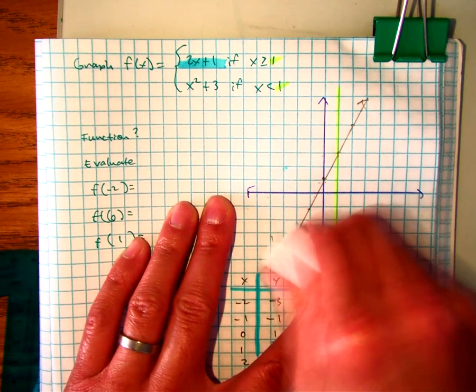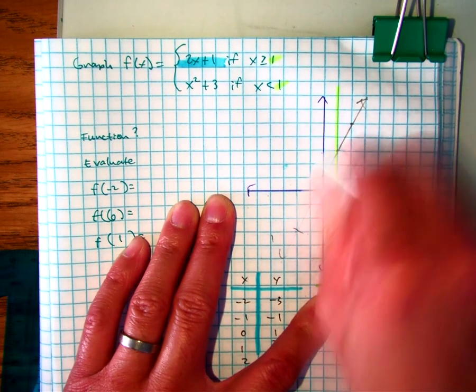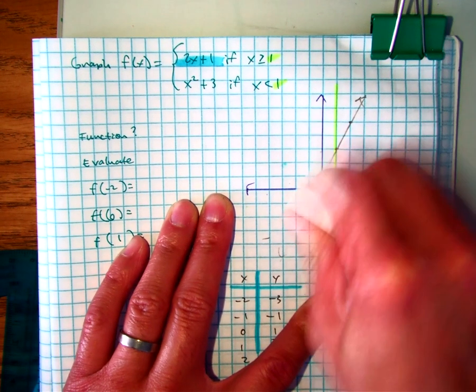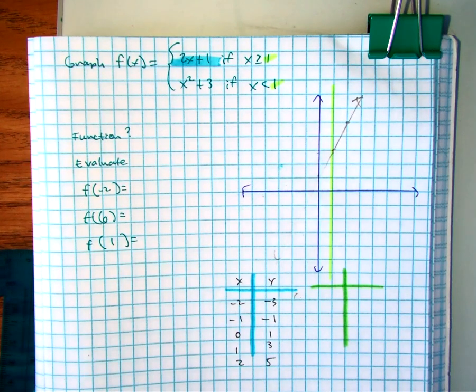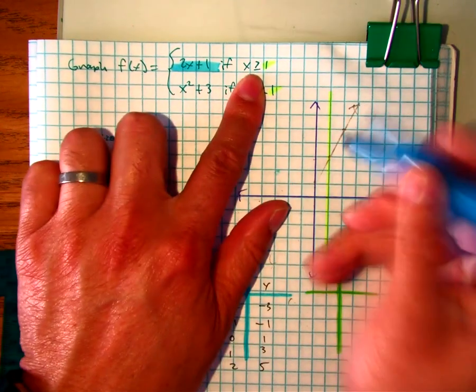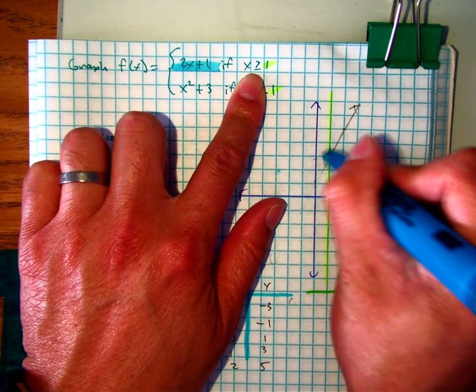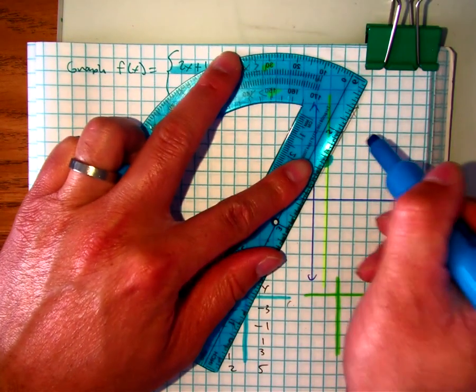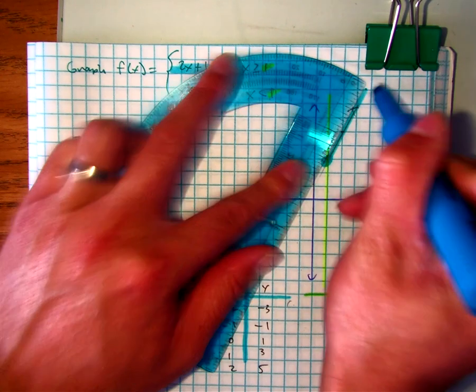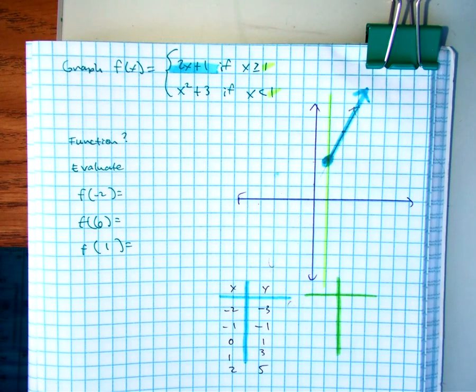And are we going to have an open or closed circle? Why is it closed? Because what? It's equal to. Raise your hand if you have a graph that looks like that.